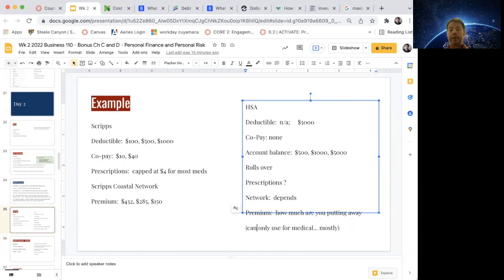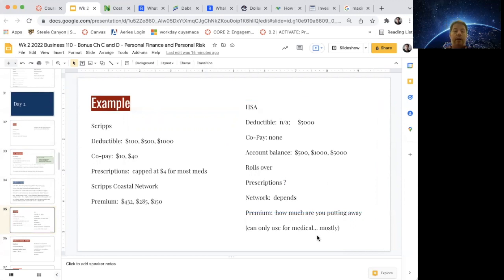One of the gotchas with this is even though you've got $500 sitting in that HSA, you can't just pull it out to go get a car repair. This is only for medical bills. So that's one of the gotchas with this, is you're putting money aside that you may or may not use. Okay, but it is more like a savings account.